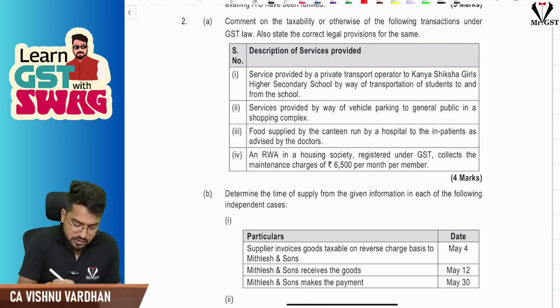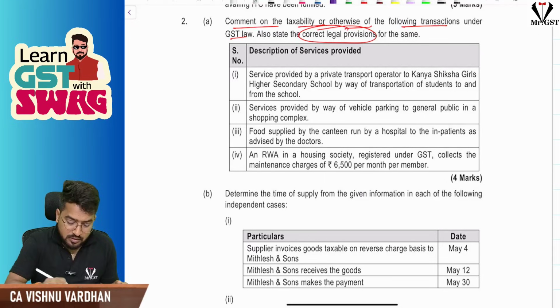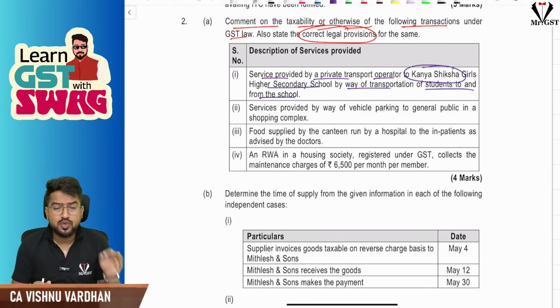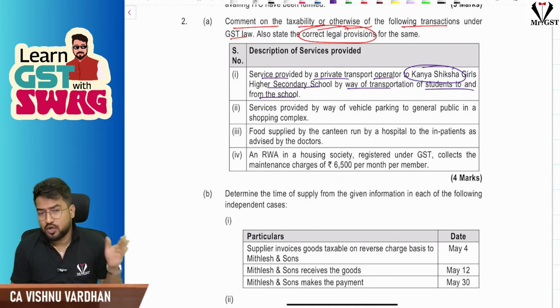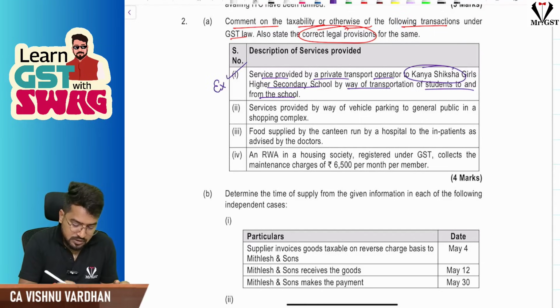The next question is: comment on the taxability or otherwise of the following transactions under GST law. Also state correct legal provisions. Again, a simple question here. Services provided by a private transport operator to Kanya Shiksha Girls Higher Secondary School by way of transporting the students to and from the school. Any person providing transportation services to an educational institution providing education up to higher secondary school or equivalent, including preschool, is exempt under GST. That way you can write down the reason and say this is exempt under GST.